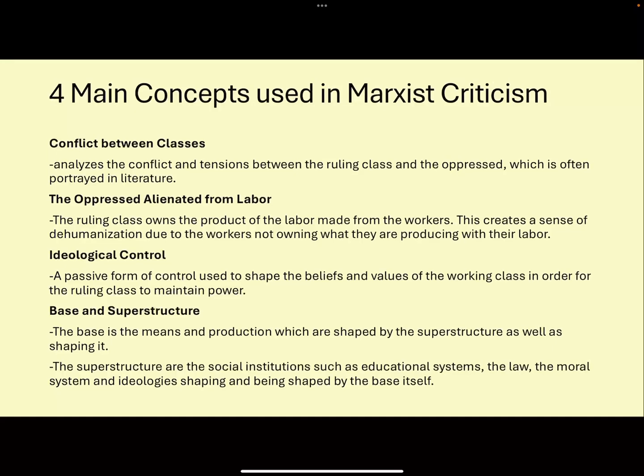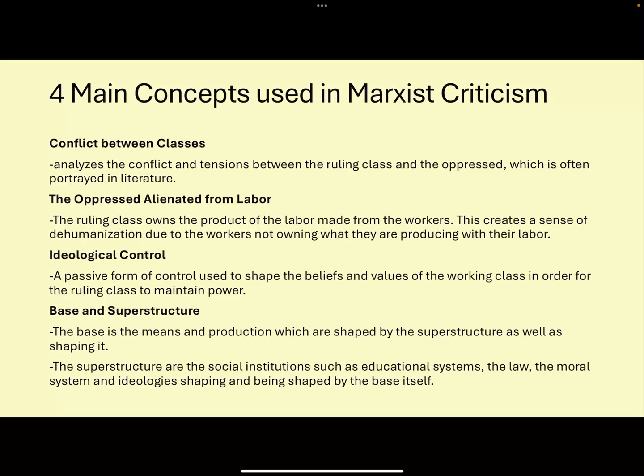Now let's take a look at four main concepts used in Marxist criticism. The first one, conflict between classes, by analyzing the conflict and tensions between the ruling class and the oppressed, which is often portrayed in the literature.